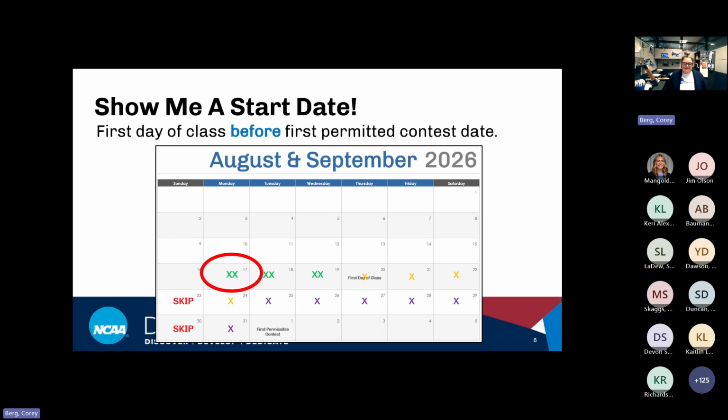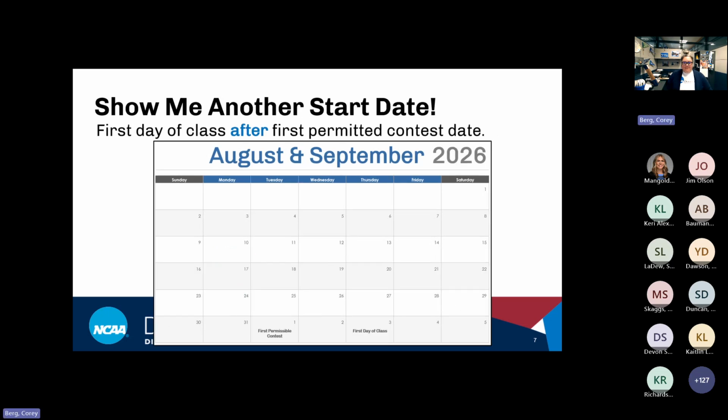So if you are an institution whose first day of class this fall is August 20th, and your fall sports other than football, because again, football does its own thing and has its own way of counting, you can start your fall teams practicing as early as August 17th. Not too bad. All right, we're going to do another example.